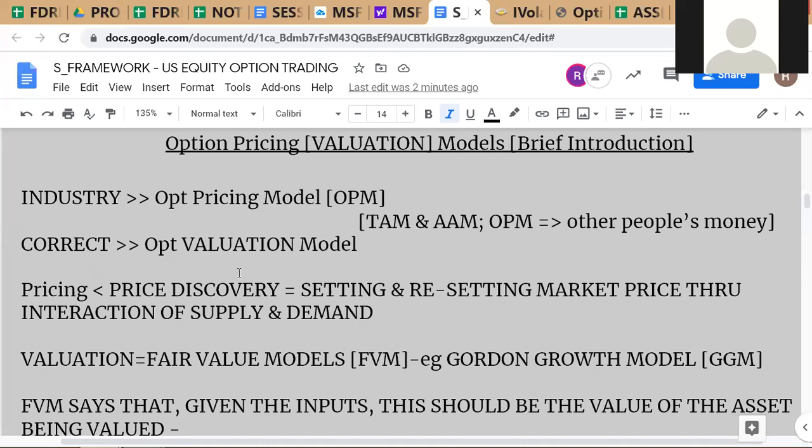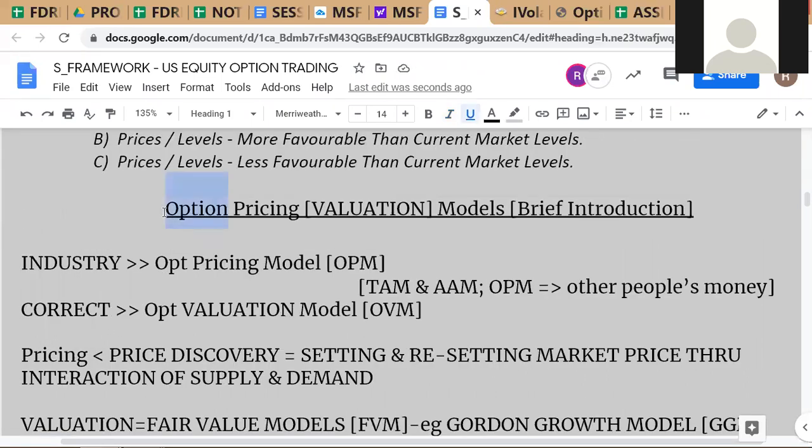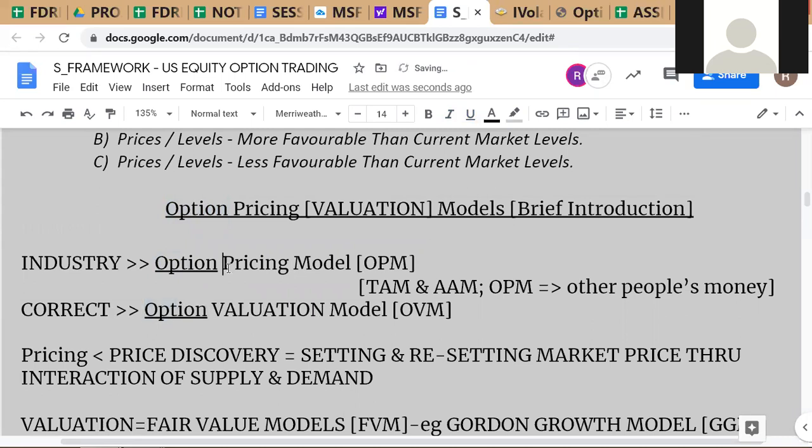So why is this not correct? Why is it actually an option valuation model, or should be OVM, not OPM? We'll come to that. If you remember, we had talked about price and value. So we'll continue this.